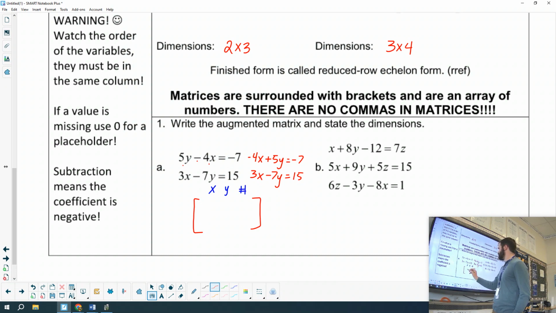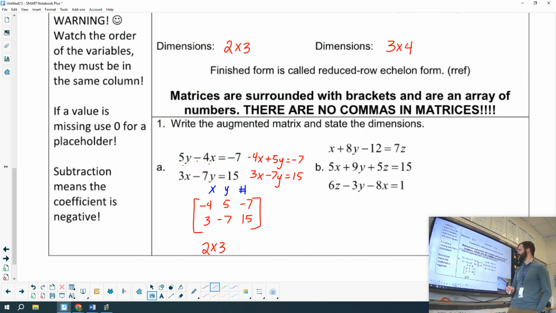So my x column is going to be negative 4, 3. My y column is going to be 5, negative 7. And then my whole number column is going to be negative 7, 15. And this is a 2 by 3 matrix, okay? All right, so that's how you can write out your matrix. Let's write this one out.